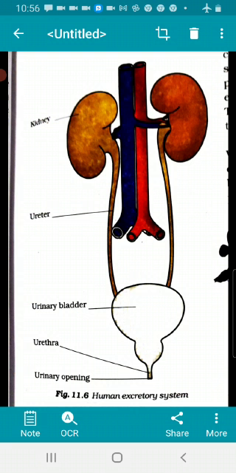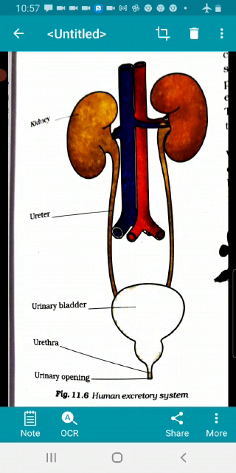The process of removal of waste produced in the cells of the living organism is called excretion. The parts involved in the excretion form the excretory system. So now study the human excretory system. The waste which is present in the blood has to be removed from the body. How can this be done?